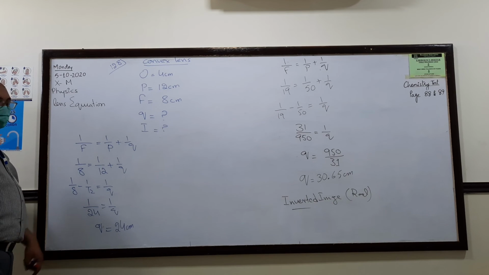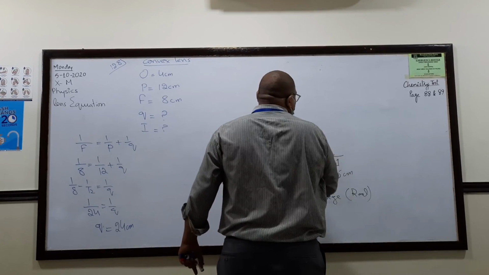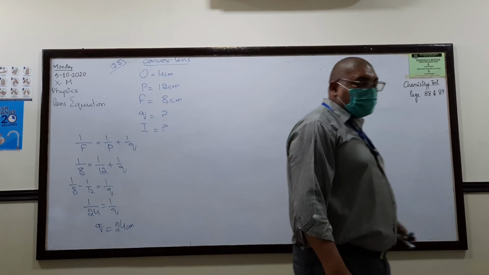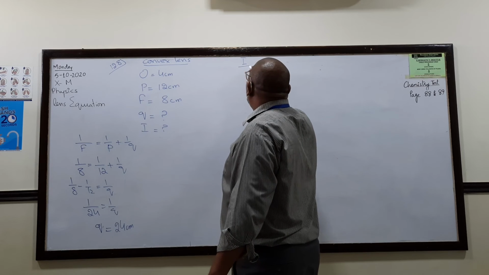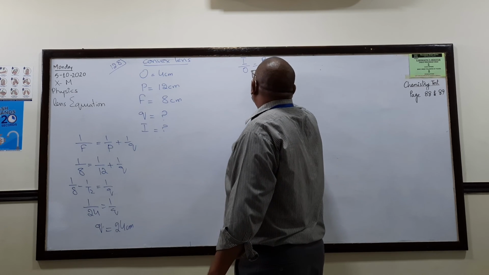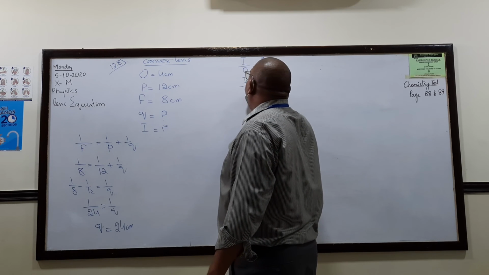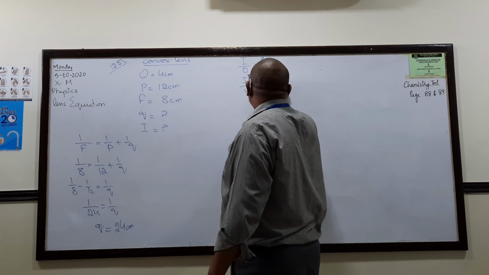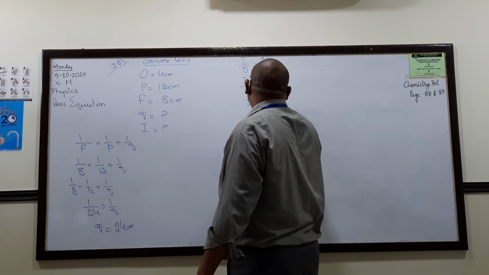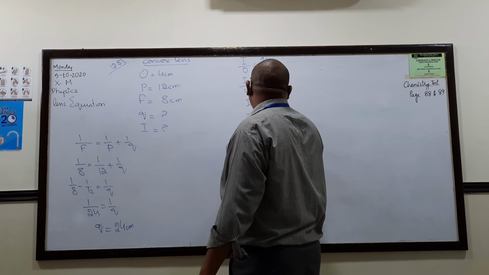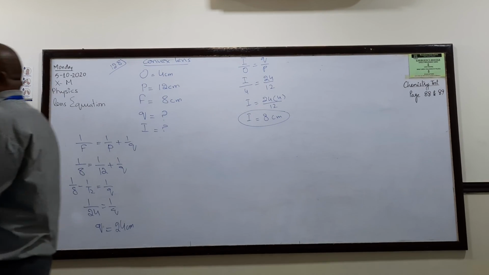Remember that thing. Okay? Now, that's the first part. The second part is what is the height of the image. You remember the last formula which I taught you? I by O equals Q by P. I is the question, O is 4, Q is 24, the P value is 12. So I will be 24 into 4 divided by 12. So the I value will be 8 centimeter. So the height of the image will be 8 centimeter.